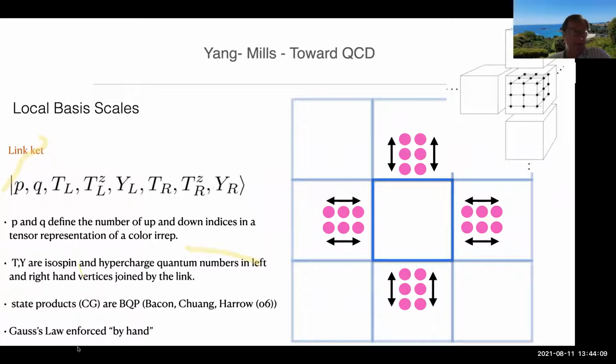Gauss's law, as with all of the other field theories that we've talked about, also must be enforced by hand. And so one has to check, and of course, if there's an error, if there's a bit flip or something on one of these links, then of course Gauss's law will be violated. And I'll say a little bit more about that in a bit.